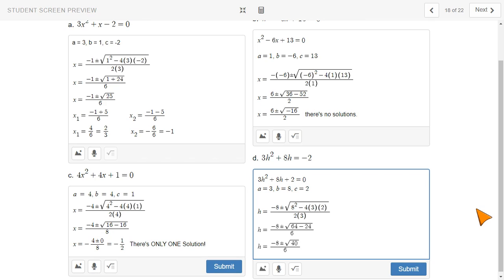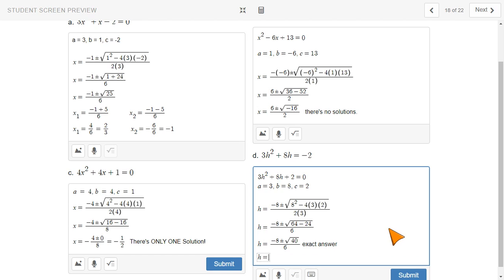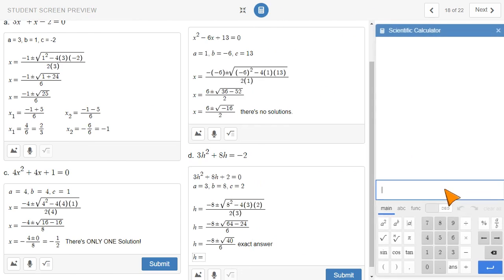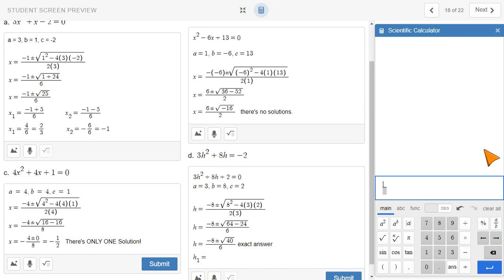Now, the square root of 40 is going to give us some decimal answer because 40 is not a perfect square. The answer that we have now, we call this an exact answer because we haven't rounded anything. When we throw this into the calculator, we're going to have some sort of rounded answer. So our first h, we're going to have negative 8 plus the square root of 40, divided by 6.